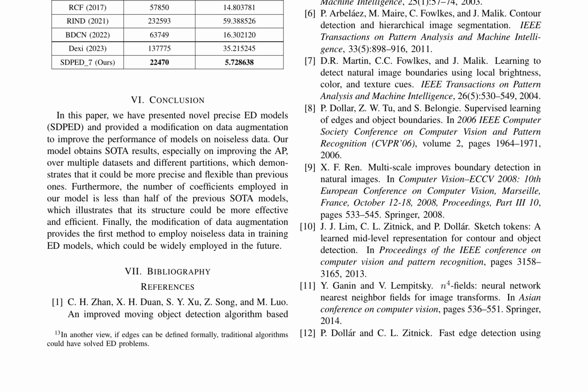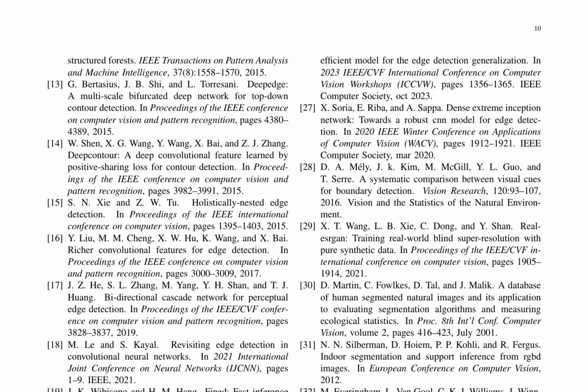The modification of data augmentation provides the first method to employ noiseless data in training edge detection models, which could be widely employed in the future. The ablation result on BSDS and UDED datasets shows the validity of the structures. The results demonstrate that the skipping connections and the final fusing block are essential for the performance of the model.